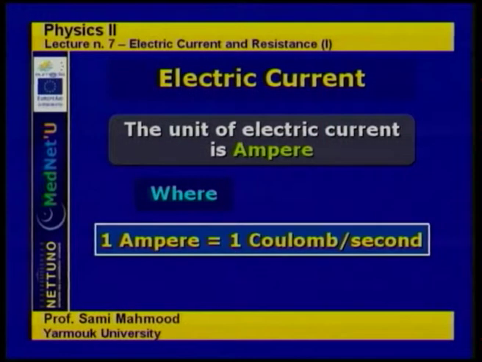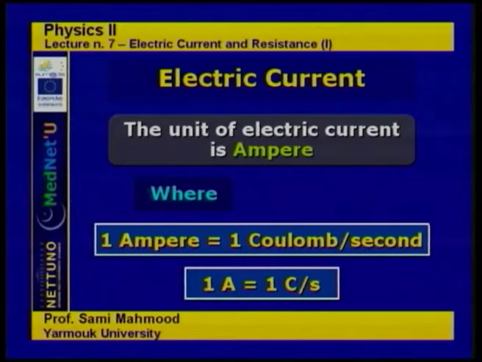The unit of electric current is the ampere. From the definition, 1 ampere is equal to 1 coulomb, a unit of charge, divided by a unit of time. The symbol of ampere is simply A, the symbol of coulomb is C, as we have mentioned before, and that of time is small s, second. So 1 A, 1 amp, is equal to 1 coulomb per second. That is the unit of current.